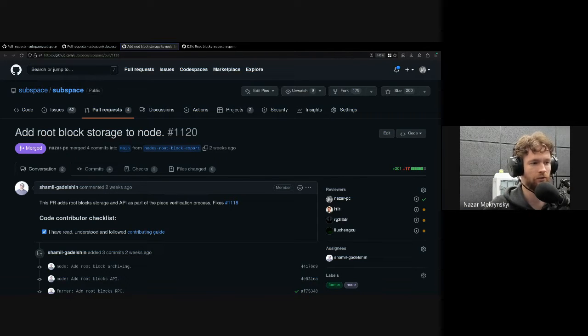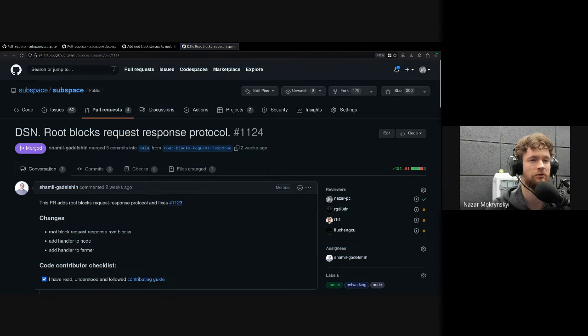So they don't need to make quorum on every segment from the pieces they downloaded, which makes things much easier. This first pull request was about adding that persistence, and the second pull request was about adding a request-response protocol, such that you can make requests to the DSN and get those root blocks in response. It was added to the node and to the farmer. And the farmer, I believe, will proxy requests to the node because the node already has it, so it will not duplicate the storage. Those were basically the two main changes that landed.